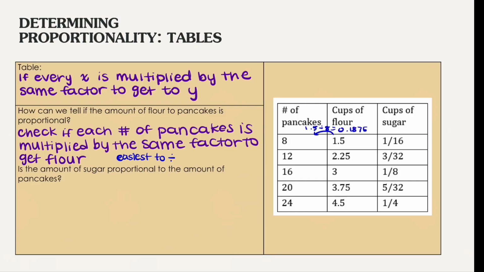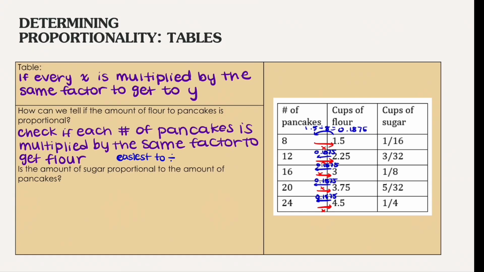And spoiler alert, it's actually going to be the same for all of them. It will all be 0.1875 if I divide the cups of flour by the number of pancakes, which would mean that if I was trying to get from the number of pancakes to the cups of flour, I would multiply by 0.1875, and I would end up with the same numbers there. So we can tell it's proportional because each of them is multiplied by the same amount.